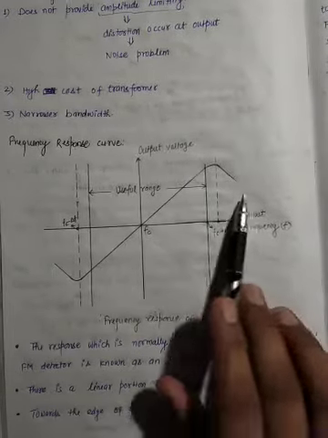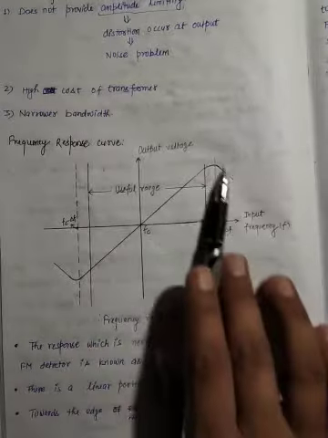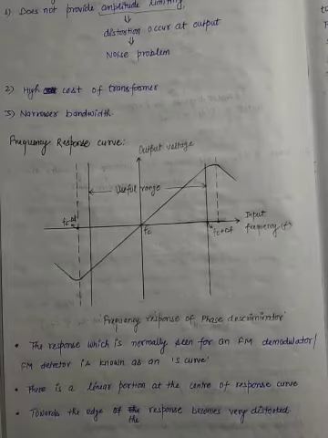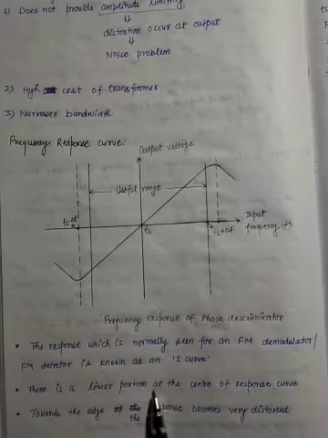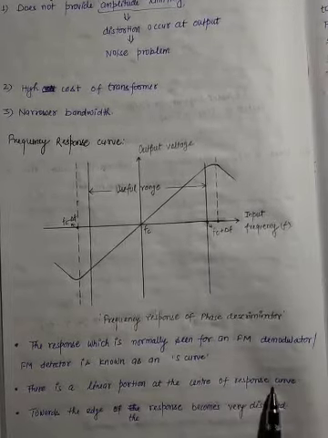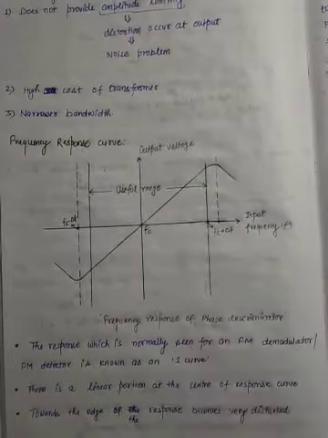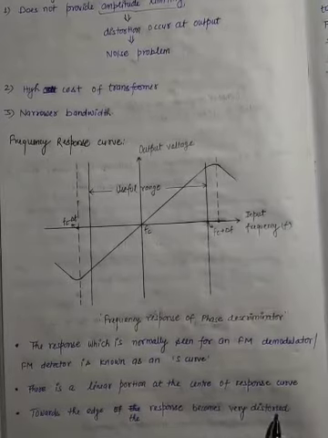The response curve normally seen for an FM demodulator or FM detector is shown as an S curve, the letter S of the English alphabet. There is a linear portion at the center of the response curve, and towards the edges the response becomes very distorted.